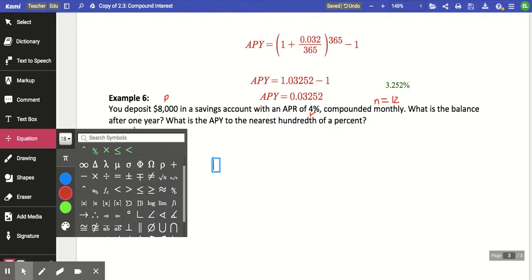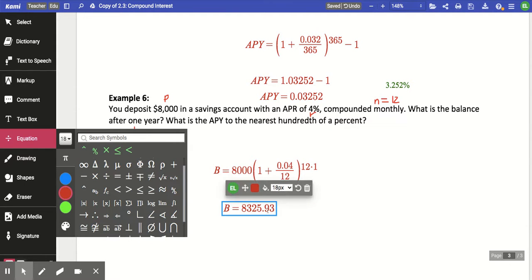So we have to set up the equation. B equals our principal times 1 plus our annual interest rate divided by the compound frequency, raised to the 12 times 1 power. And that simplifies to a total balance of $8,325.93.